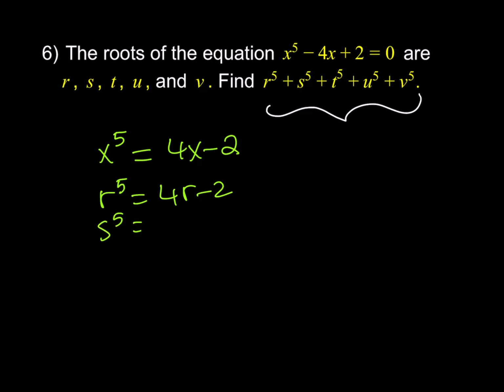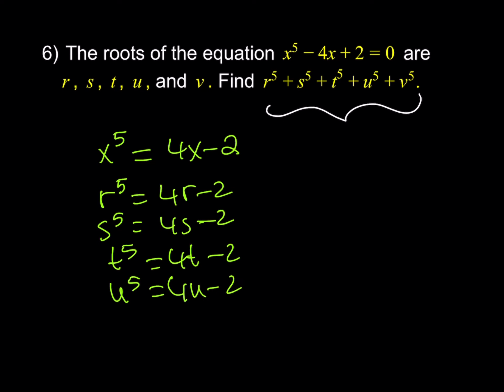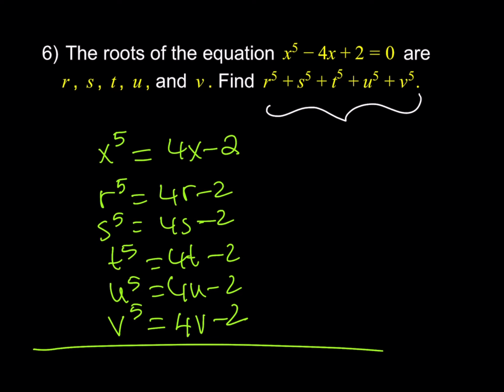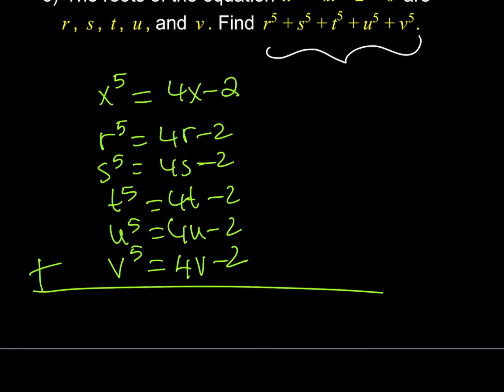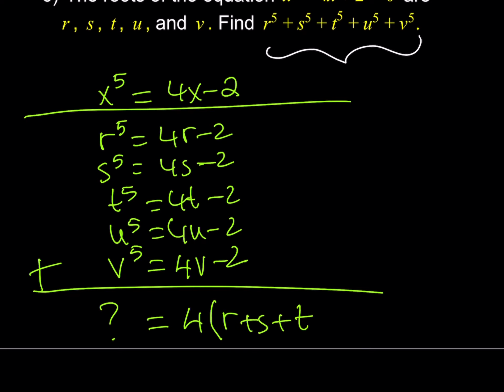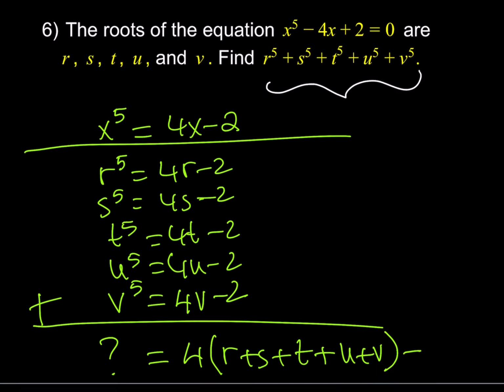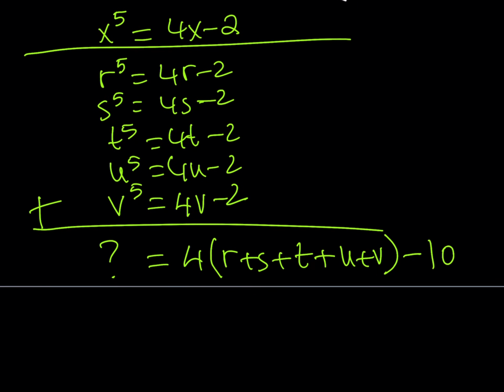s to the fifth is going to be 4s minus 2. t to the fifth is going to be 4t minus 2. And u to the fifth is going to be 4u minus 2. And v to the fifth is going to be 4v minus 2. So I'm interested in the sum of these fifth powers. Therefore, if I just add, whatever I'm looking for is going to equal 4 times the quantity r plus s plus t plus u plus v, minus 5 times 2, which is 10, right? So this is what I'm looking for.